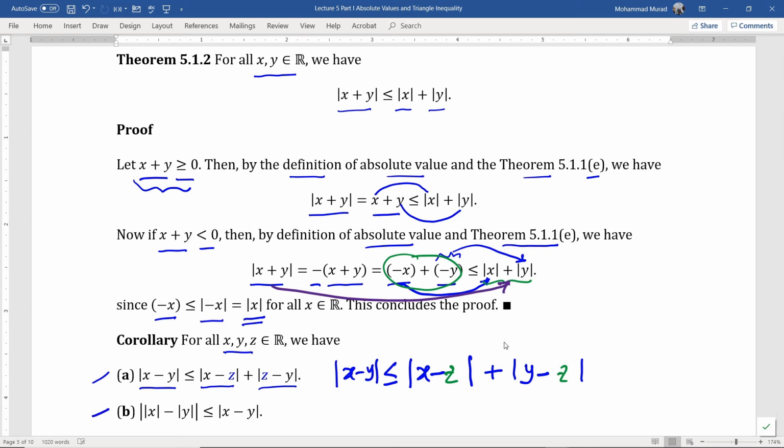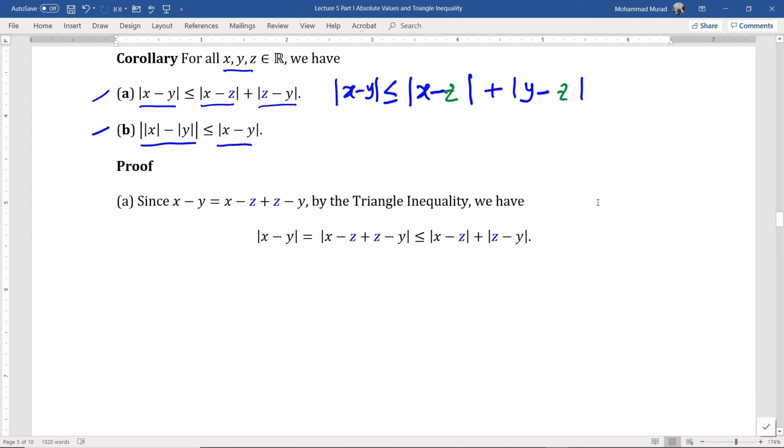B. The absolute value of x minus the absolute value of y is smaller or equal to the absolute value of x minus y. Let's see the proof of the corollary A.